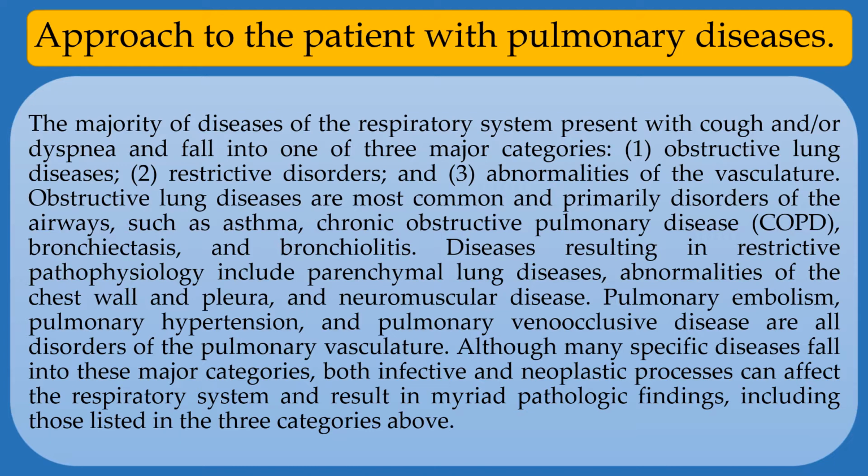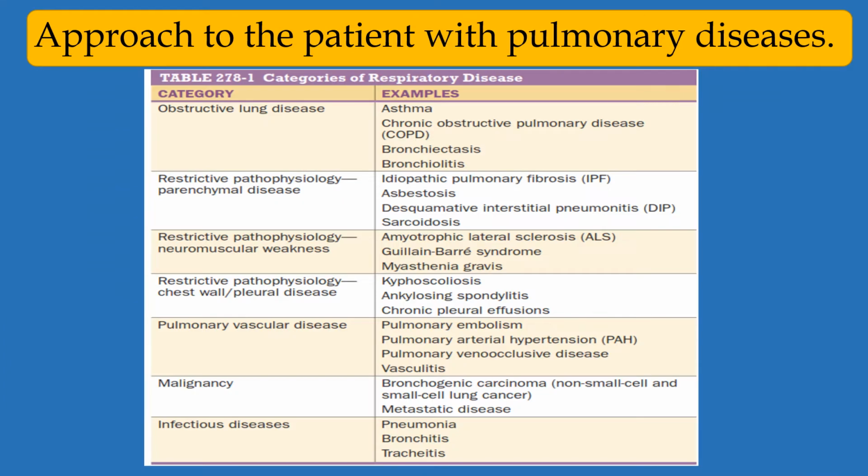neuromuscular disease. Pulmonary embolism, pulmonary hypertension, and pulmonary veno-occlusive disease are all disorders of the pulmonary vasculature. Although many specific diseases fall into these major categories, both infective and neoplastic processes can affect the respiratory system and result in myriad pathologic findings, including those listed in the three categories above.